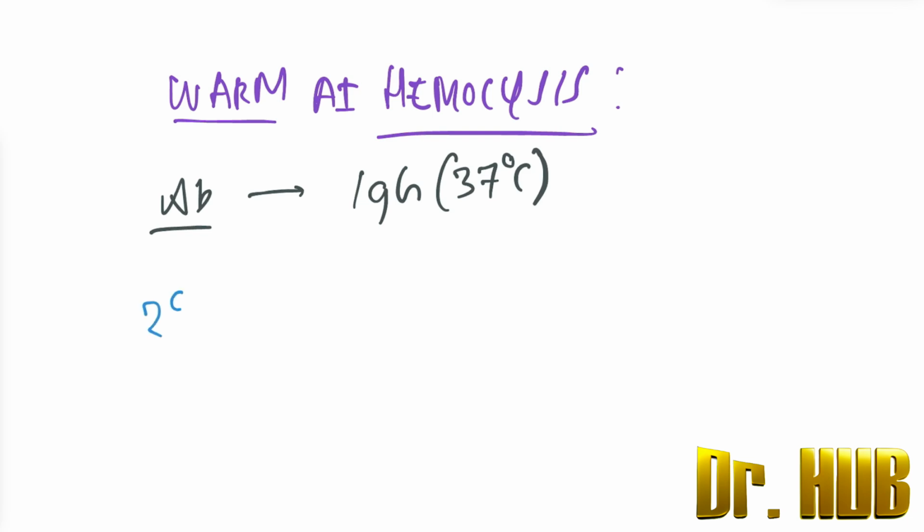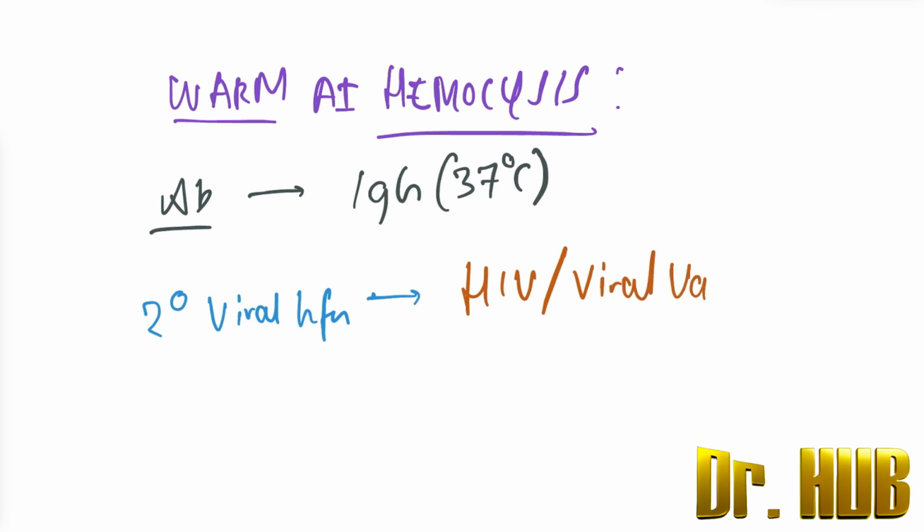Next is secondary to viral infection. Secondary to viral infection, it is HIV as well as the viral vaccines. Next is secondary to other infections. And what is it associated with? It is associated with SLE.